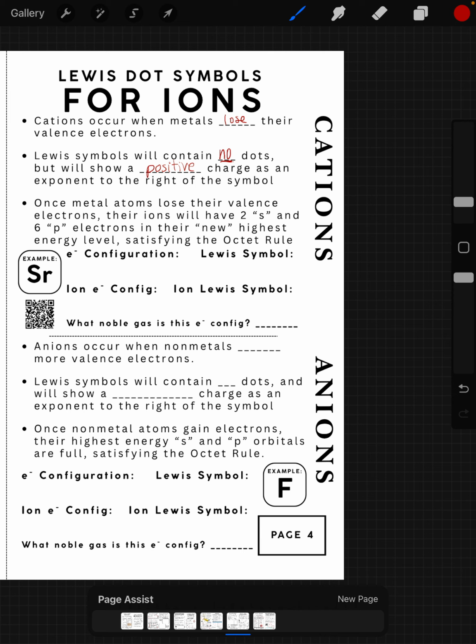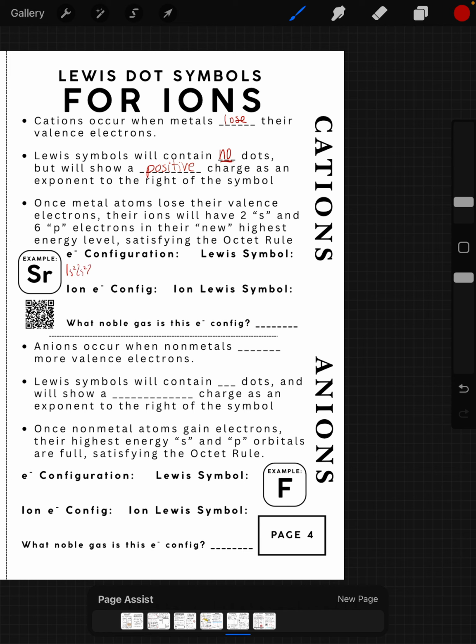The reason why is because once metal atoms lose their valence electrons, their ions technically still have 2s and 6p electrons in their new highest energy level, right? That next shell down, okay? Which still satisfies the octet rule. So here's an example. If we're talking about strontium. If you don't remember electron configuration, you need to go back to one of my old videos, okay? But basically, the electron configuration for strontium is as follows.